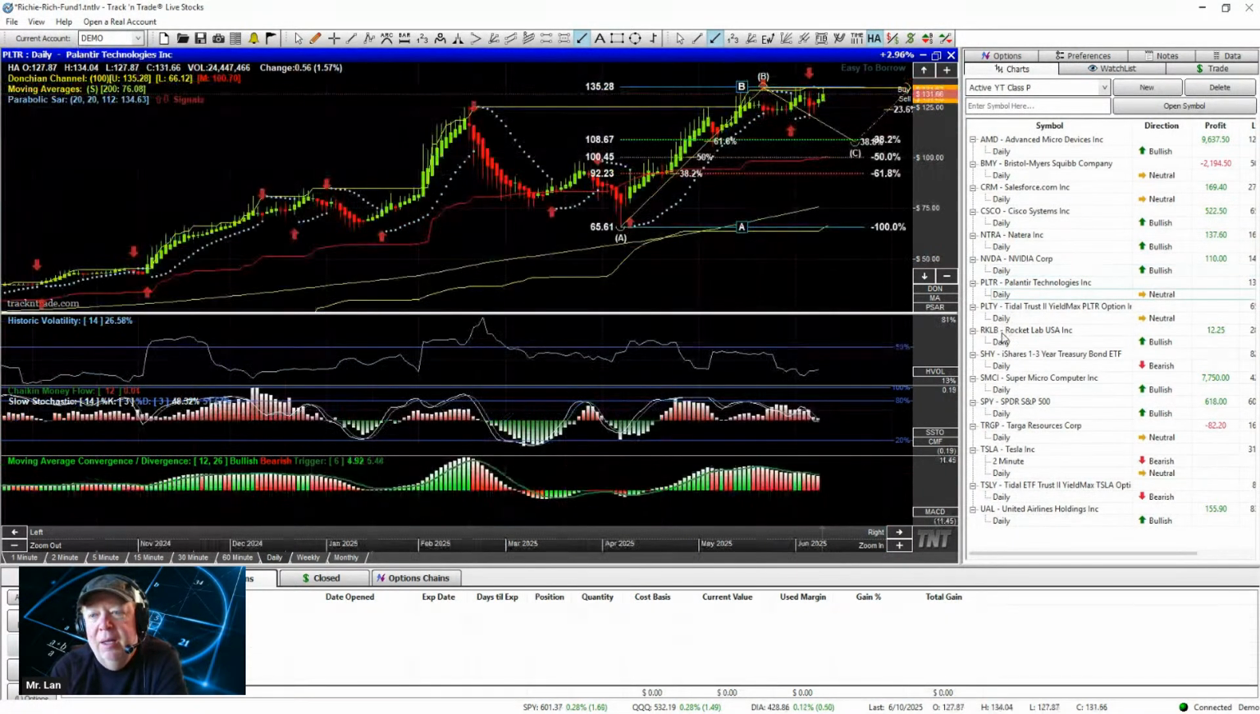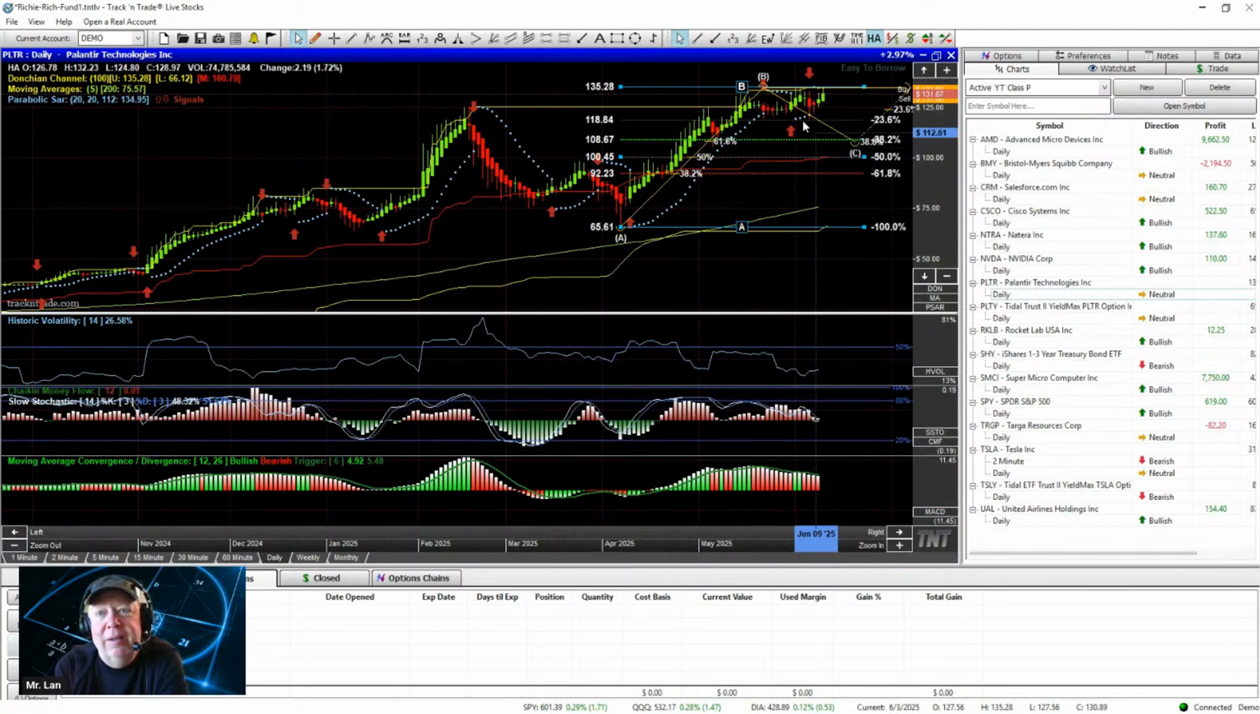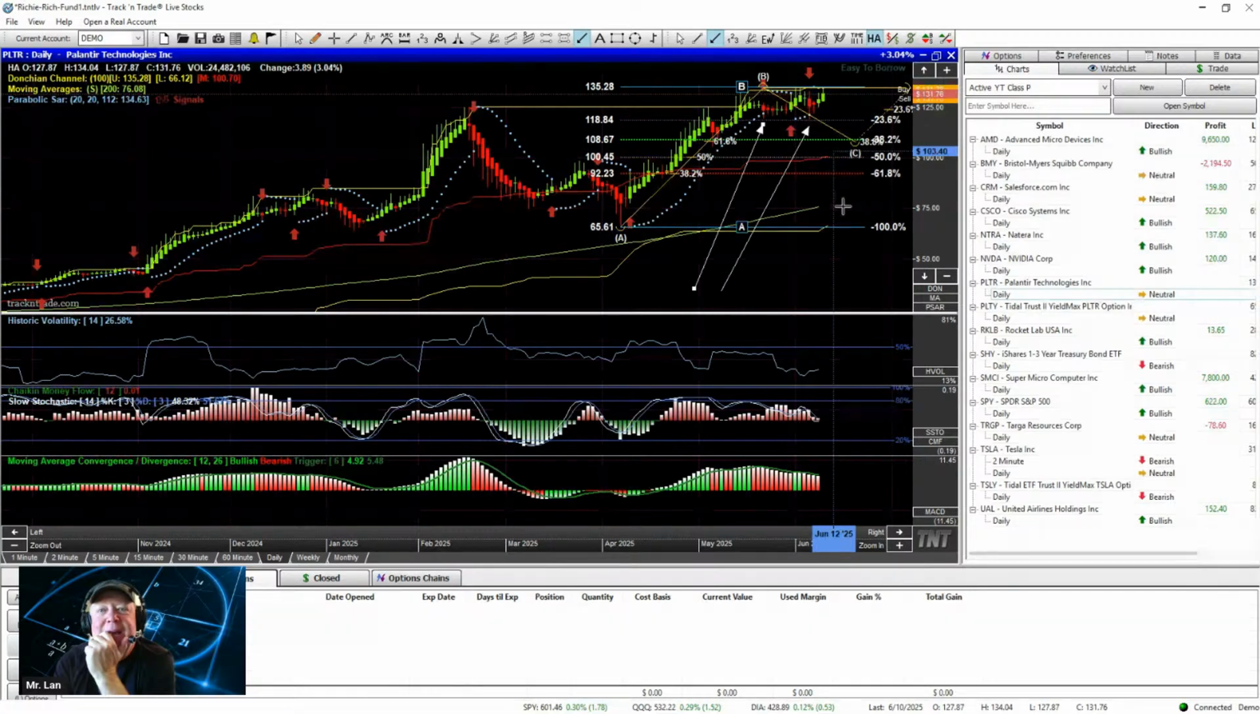All right. Palantir, another one that didn't pull back to even 38.2. If we put in our 28.6 in there, I'll bet you there's a little, there it is. There's a little bit of buying right there. 23.6 right there. There's a little bit of buying happening. It didn't ever pull back.